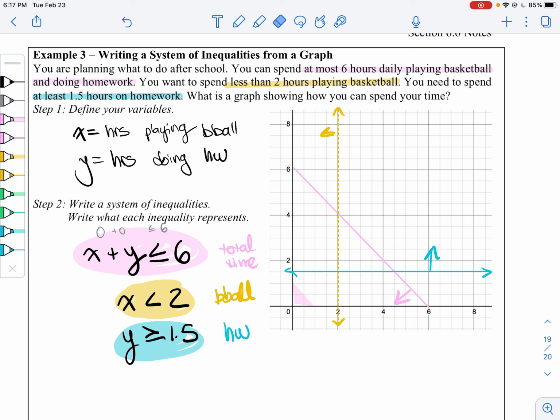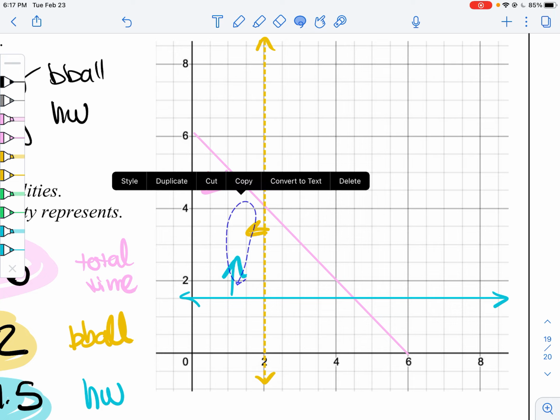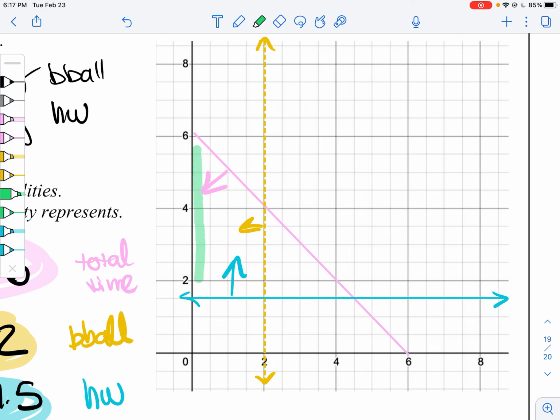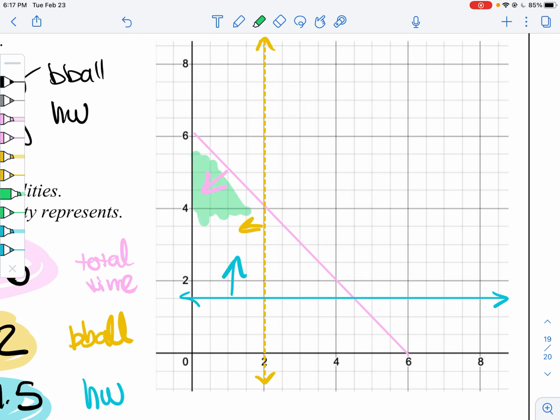So instead, I'm just going to look at the overlap. The overlap is anywhere above the blue line, underneath this pink line, and to the left of this yellow line. So the area where they all intersect is this trapezoidy area right here. This is our solution. This is how much time we can spend on homework and on basketball.